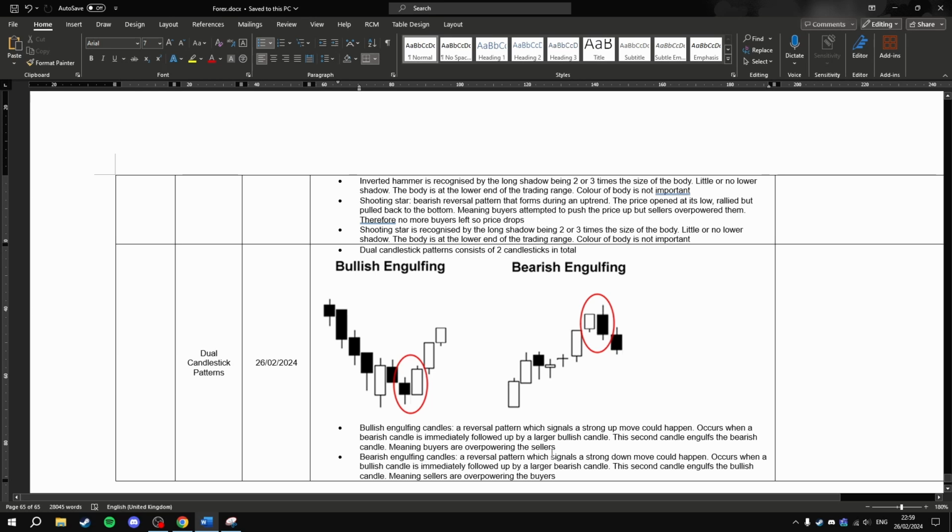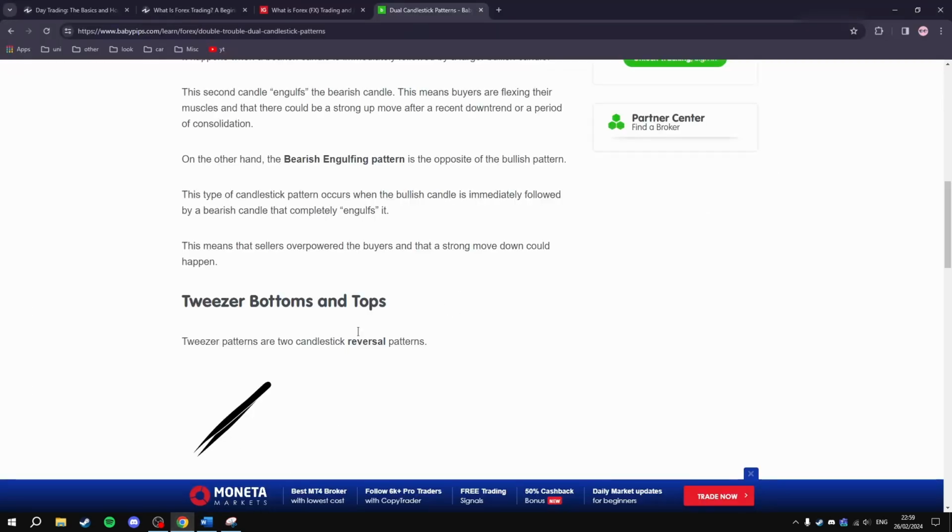Whereas the opposite one, the bullish engulfing candles, if there's more buyers than sellers, then demand is more than supply, so the price increases, which is shown here when it goes upwards. Okay, so that makes sense.